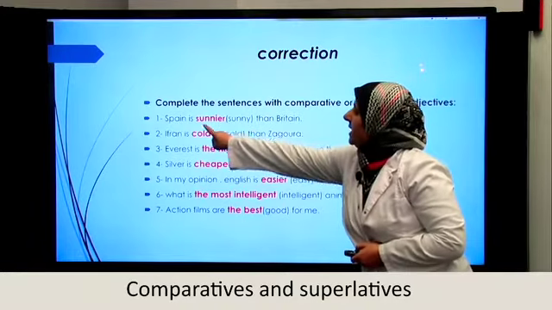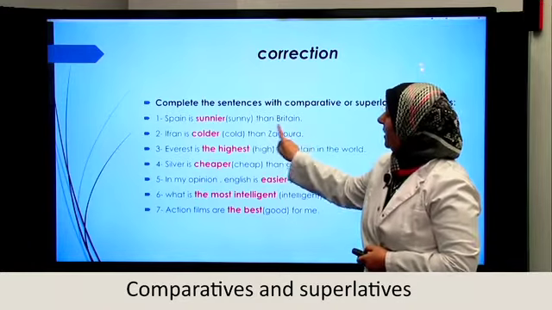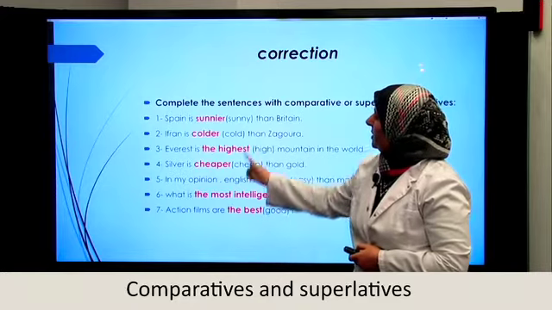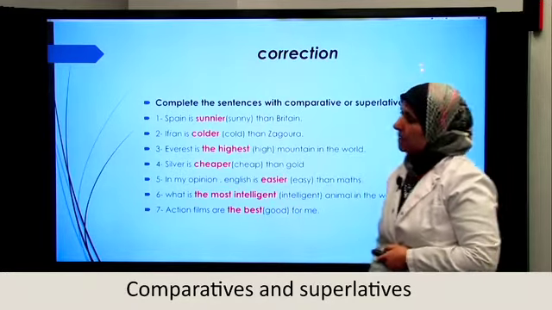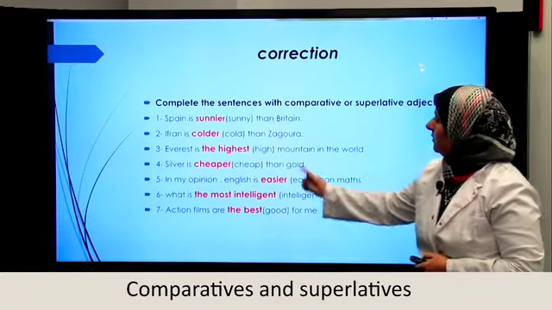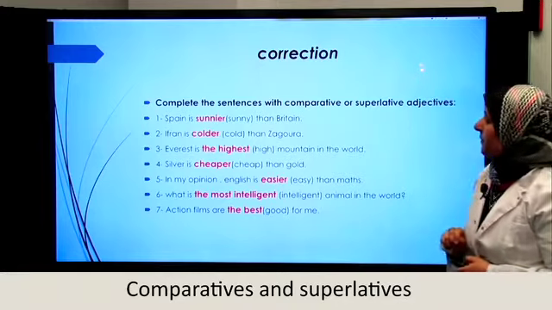Number 1, Spain is sunnier. So here we have sunny. Sunny is a short adjective. And then we are comparing Spain to Britain. And here we have a Y. So we change the Y to an I plus ER. Number 2, Ifran is colder than Zagora. Of course, comparing here 2 cities. And the adjective is a short adjective.